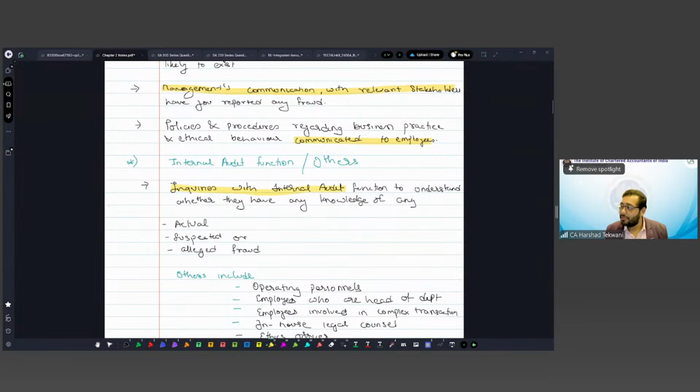What do you mean by alleged? It means someone is saying that there is a fraud, but we are not able to validate it still. So actual, suspected, or alleged. Actual means fraud has happened. Suspected means we think there could be fraud, but investigation is pending. And alleged means, say, a manager in one particular department has blown the whistle that there is a fraud in the company. He is alleging there is a fraud, but investigation is pending.